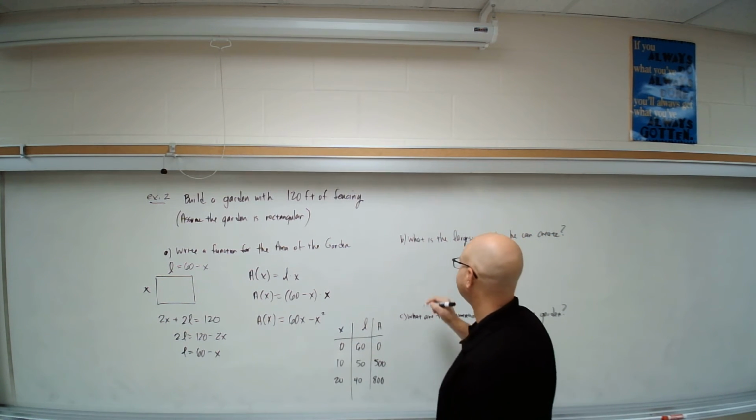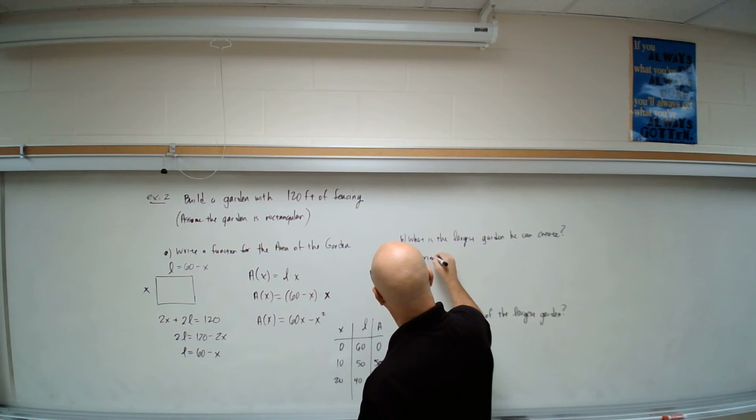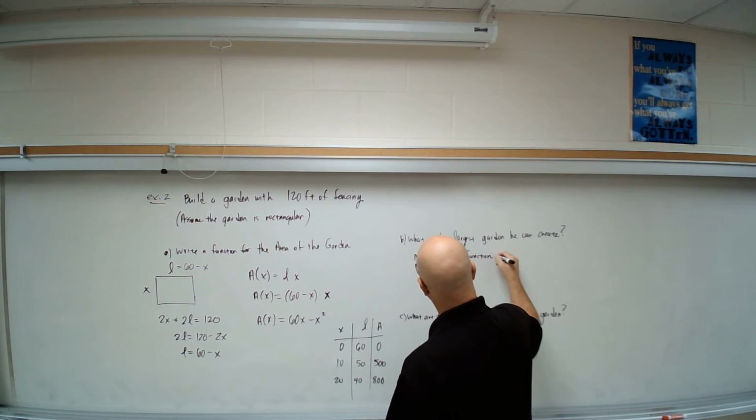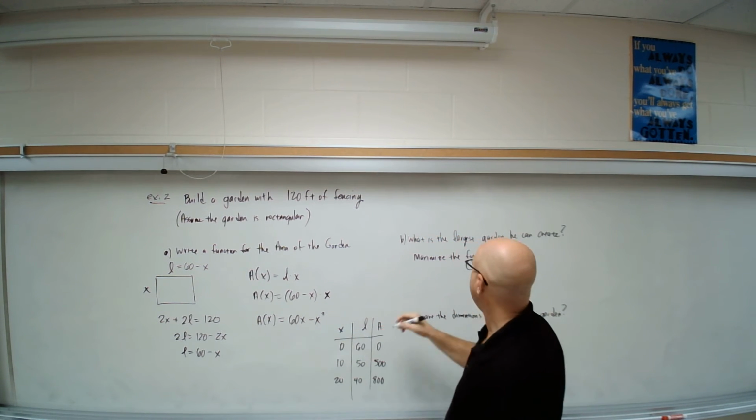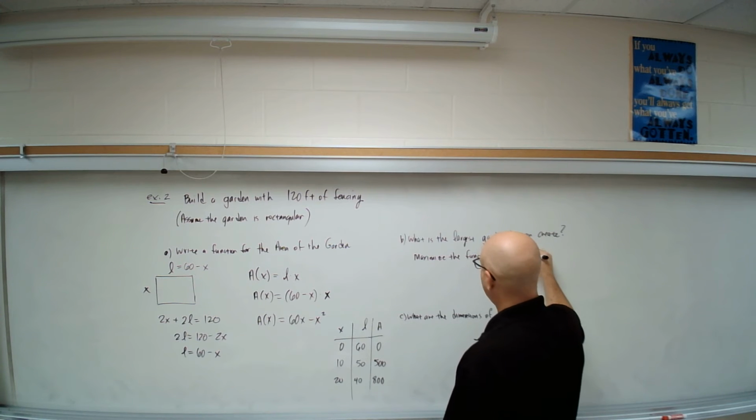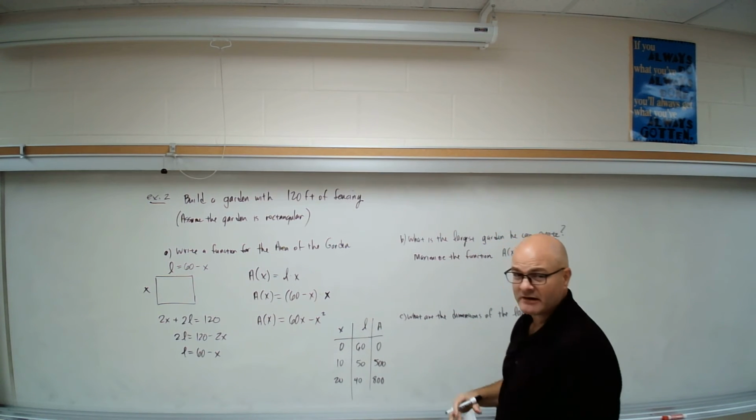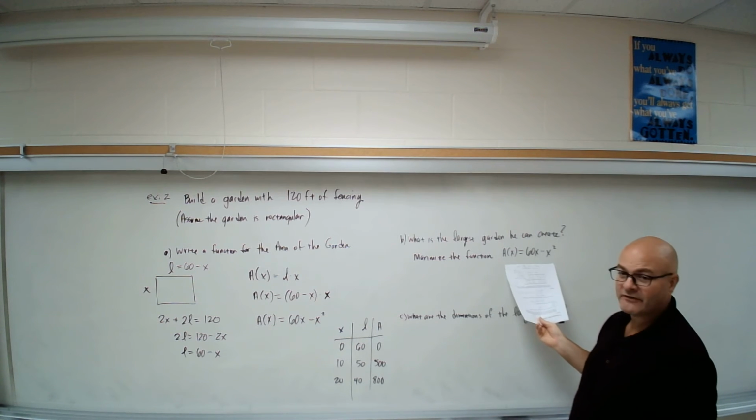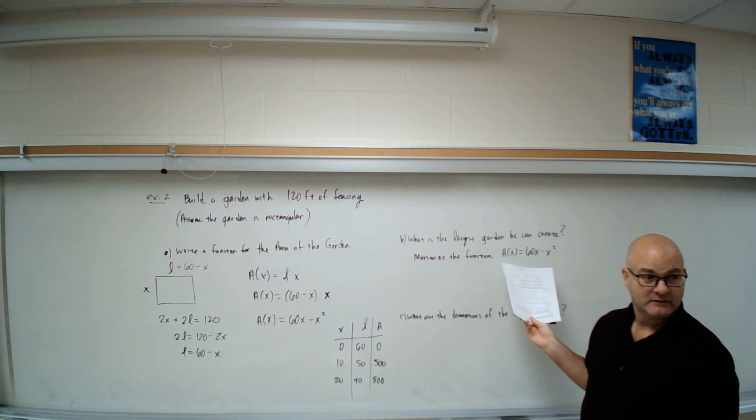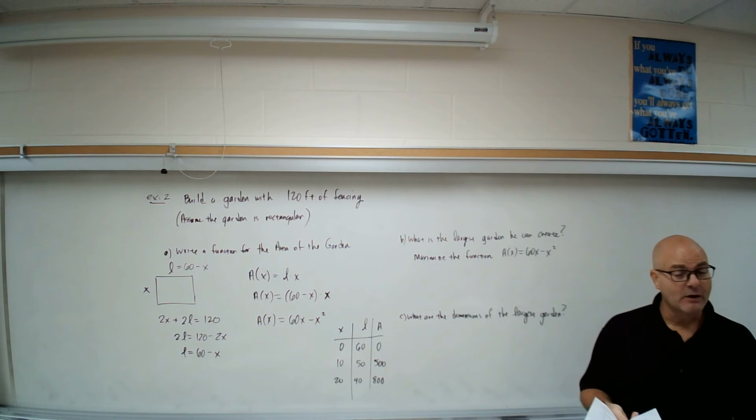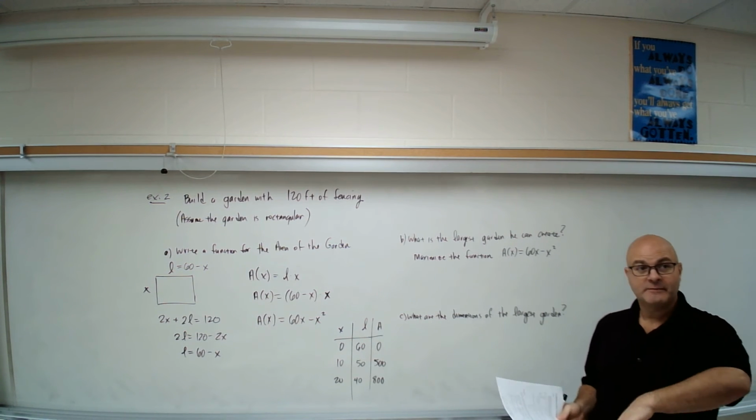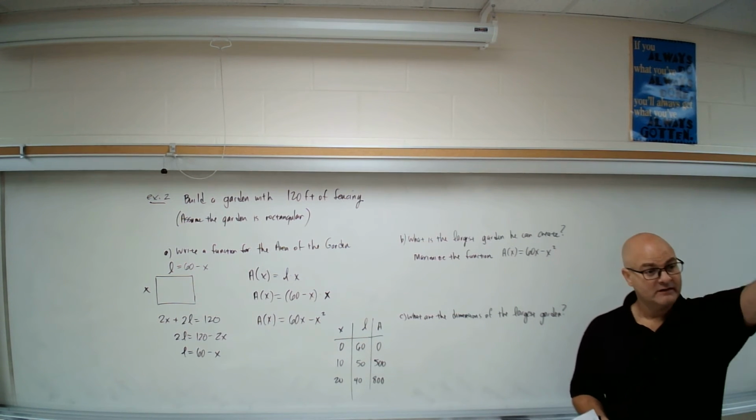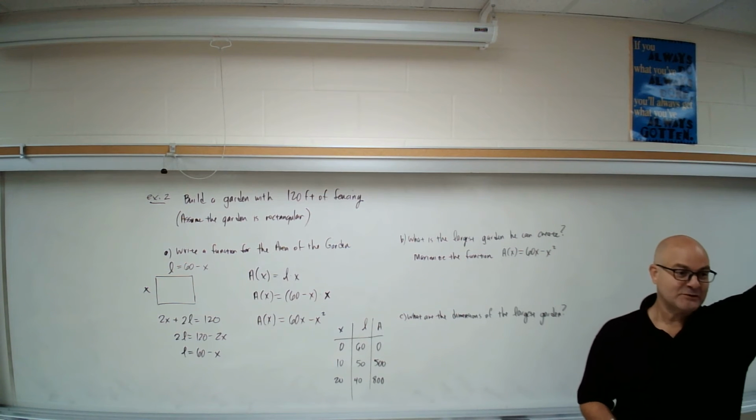So what we want to do here, what's the largest garden he can create, is we want to maximize the function, this A of x equals 60x minus x squared. Now, you could do that using your calculator, but this is a parabola that opens down, correct? We know that if you graph it, it's going to have a point at 0, 0 and a point at 60, 0, and it's going to open down. So I guess up at 30 is where it's going to have a maximum.